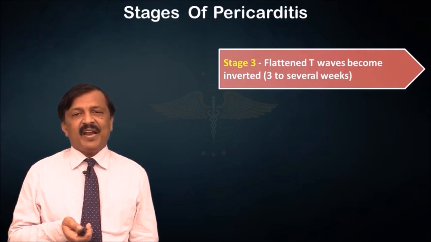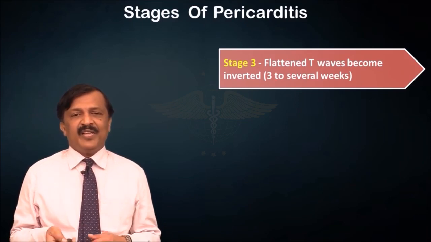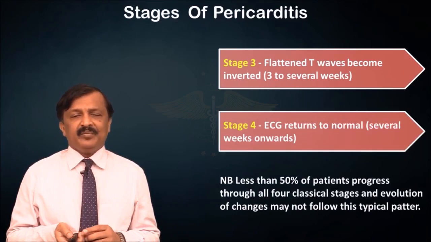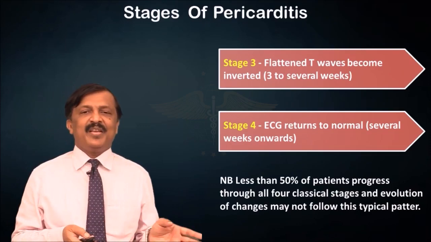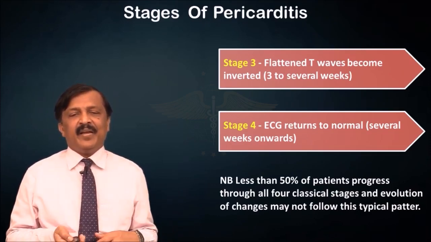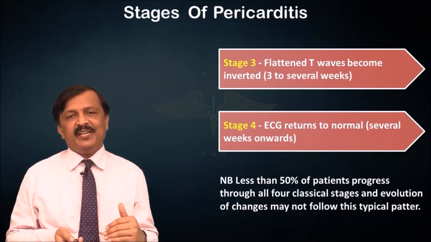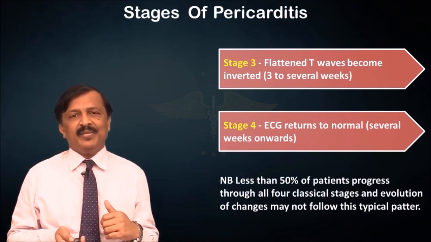Stage 3 is where the flattened T wave becomes inverted, which you will see between the 3rd week to several weeks, and stage 4 where the ECG will return to normal. The most important thing is it will not follow the classical phase. Sometimes within 1 week it can go from stage 1 to stage 3 to stage 4. This is what you find in most cases. So, stage 1 is where ST elevation is there, stage 2 it becomes normal, stage 3 the T waves are flattened, so it becomes inverted, stage 4 it will become normal.